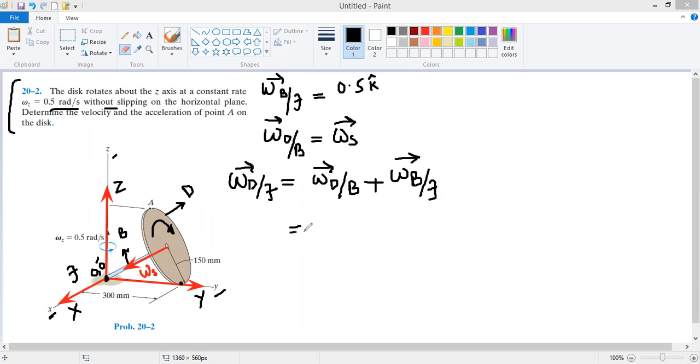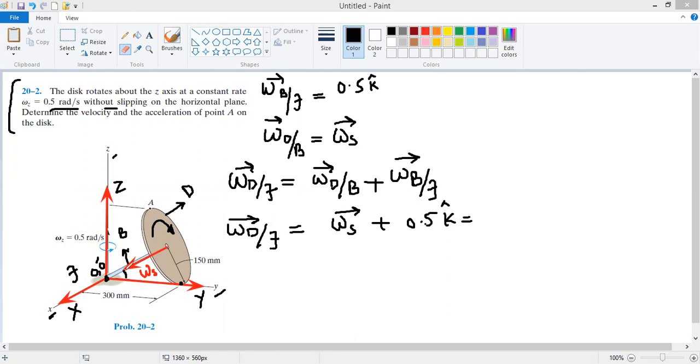We can write this as: the angular velocity of the disk with respect to the ground frame of reference is equal to the angular velocity of the disk with respect to the bar frame of reference, that is omega s vector, plus the angular velocity of the bar with respect to the ground, that is 0.5 k cap. Now this omega s can be resolved.